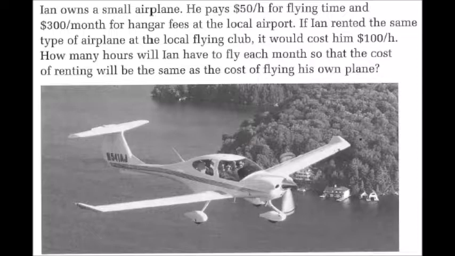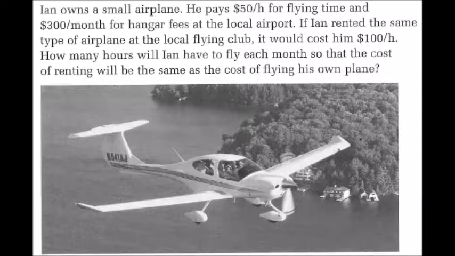So we've read the paragraph carefully, and we need to determine what things are unknown. Well, we know how much he pays per hour for flying time. We know how much he pays for the hangar fees. And we know how much it would cost him to rent the plane. But we don't know the number of flying hours that Ian is going to fly each month, and we don't know the total cost of flying. So these are going to be our variables. Our variables are the unknowns in the situation.